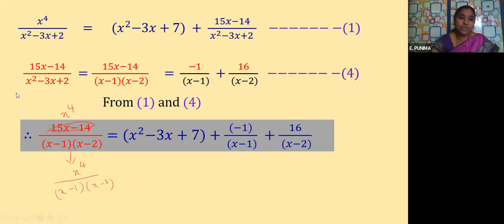Okay. The LHS is this one. This is our given sum. This is equal to x square minus 3x plus 1. This is our quotient, that is q of x, plus these are the two partial fractions which are split by our proper fraction. Clear? So like this you have to do the sum, children, whenever you have an improper fraction.